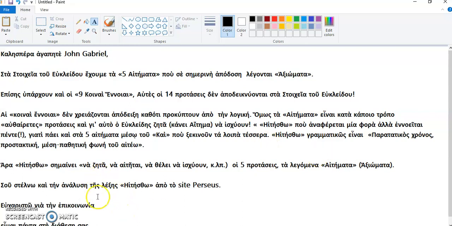In any case, he says the common notions do not need proof, because they are understandable from logic. So the common notions are understandable from logic.